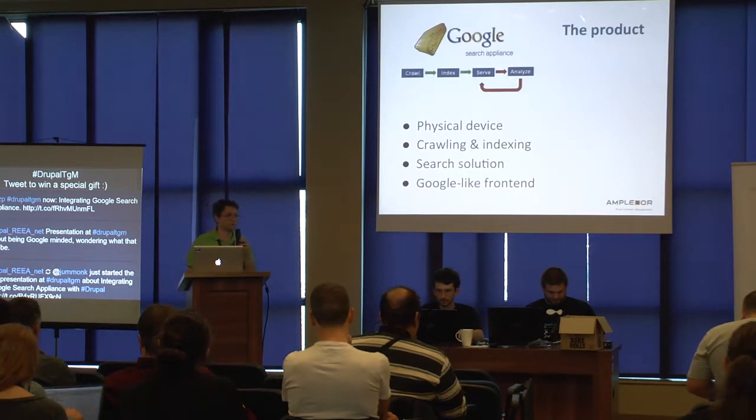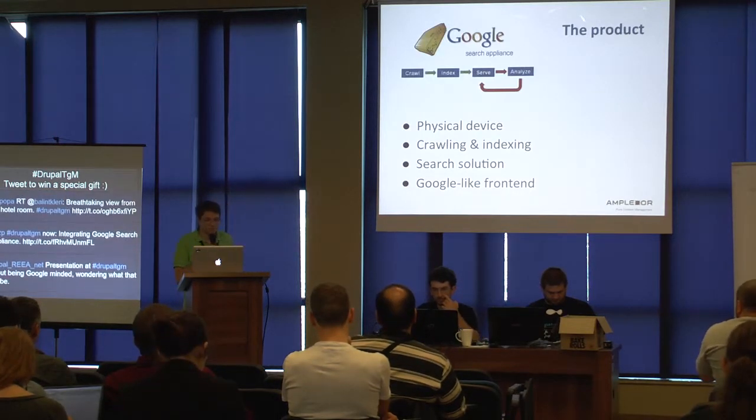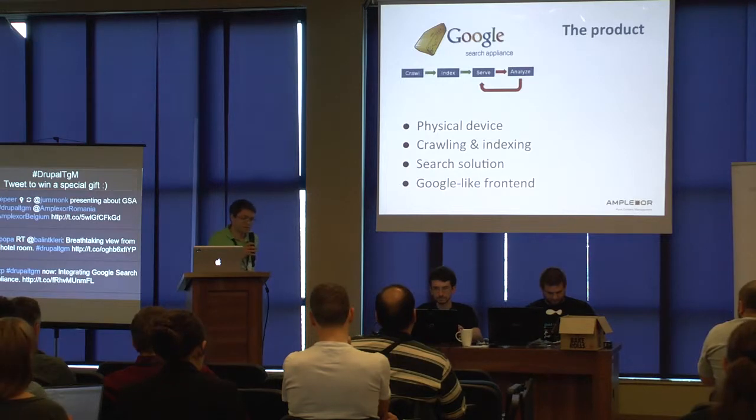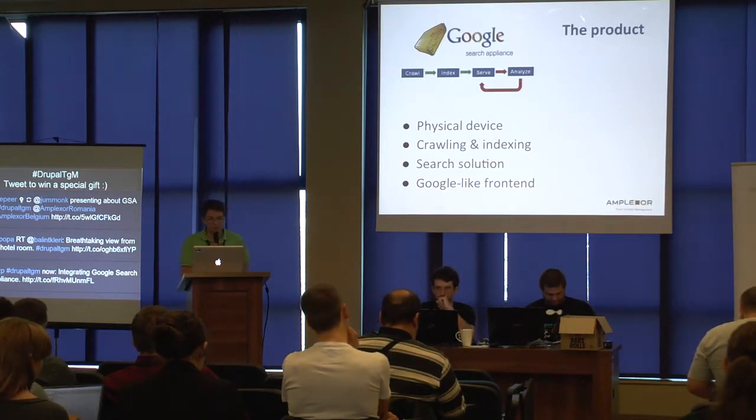I don't know if you know it, but the Google Search Appliance actually is a physical device. It really is something you can touch. It's a box, a yellow box. It's meant for crawling and indexing. Of course, it's a real search solution, and it has a Google-like front end out of the box.